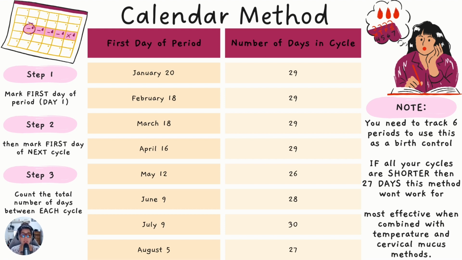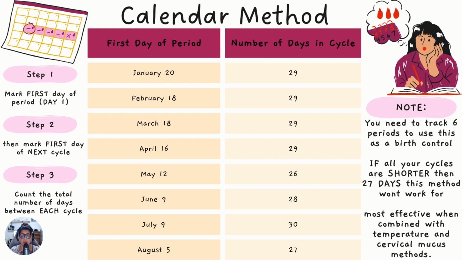So the first thing you want to do is mark the first day of your period as day 1, and then mark the first day of your next cycle. So you wait until your period ends, then the next month when it happens again, mark that first day as well. And then you count the total number of days between each cycle.